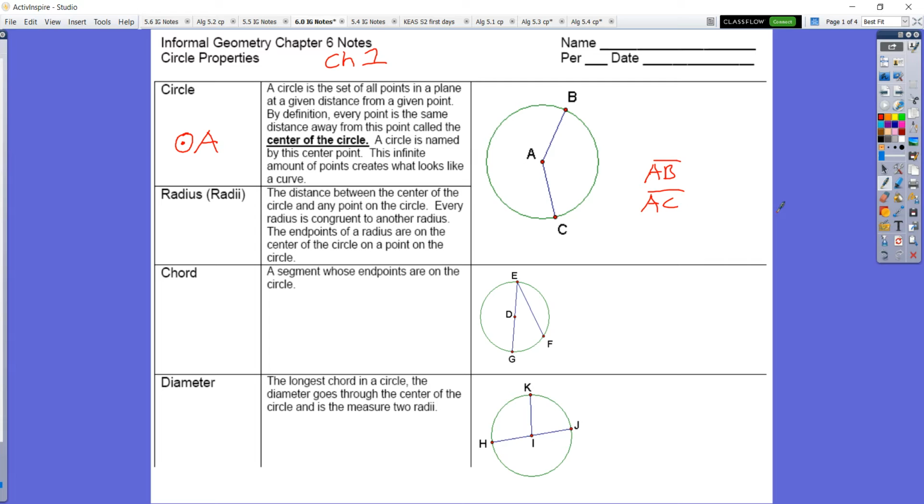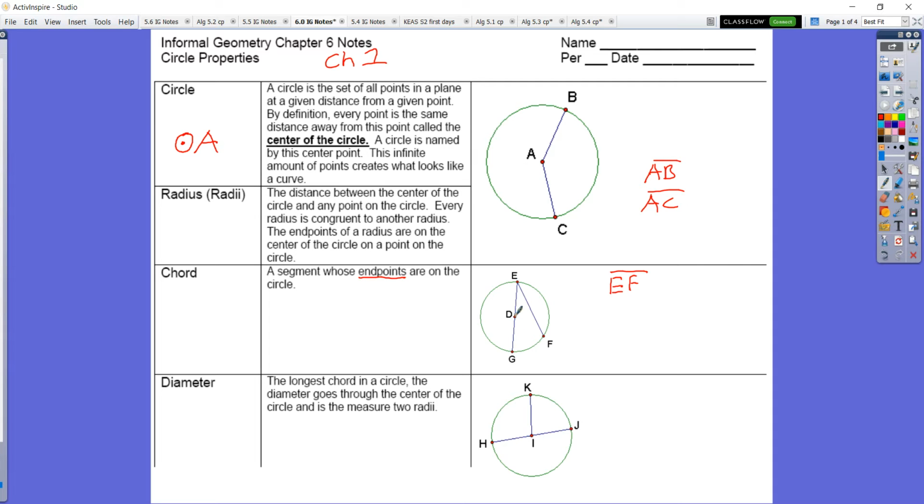The next one we have is chord. A chord of a circle is where the endpoints of the line are on the actual circle itself. Here we have two chords. We have chord EF, because the endpoints are on the outside of the circle, so we name that EF. Then we have another chord here, and that is EG.